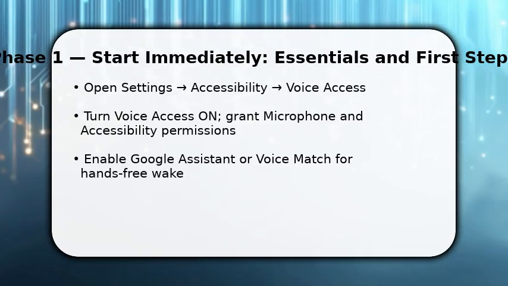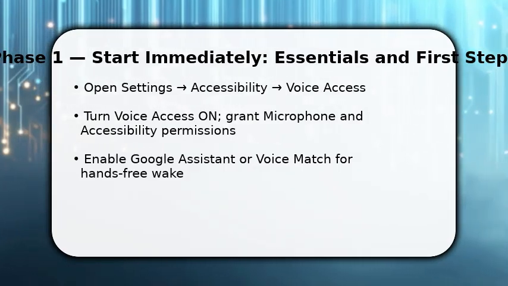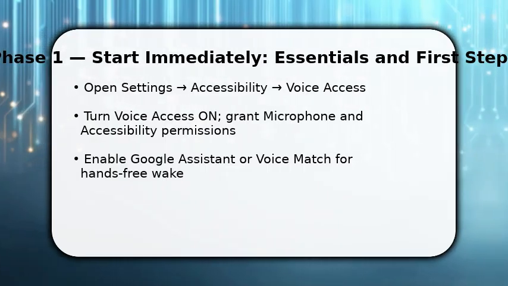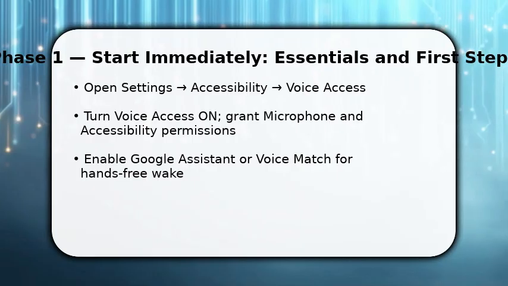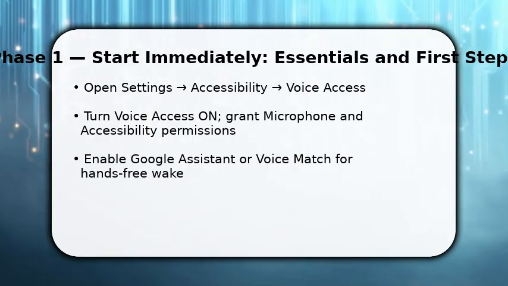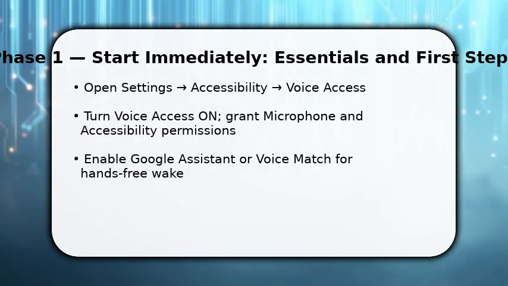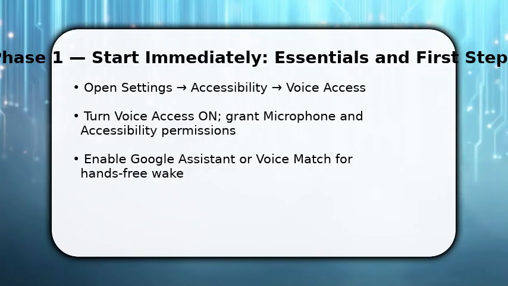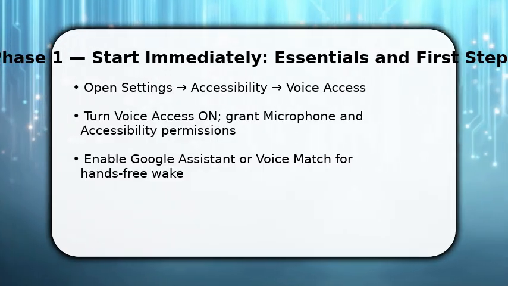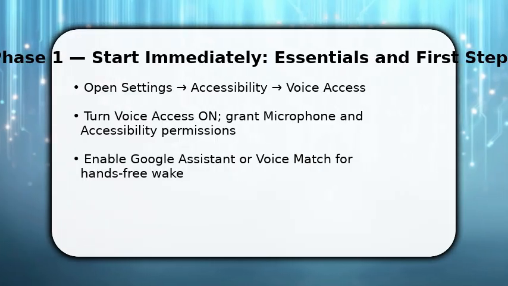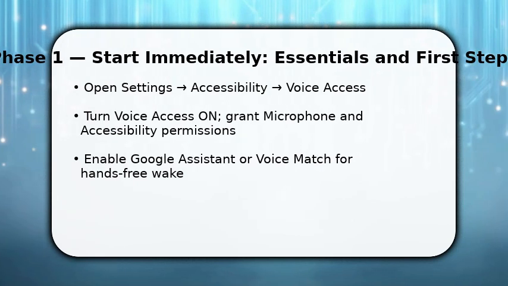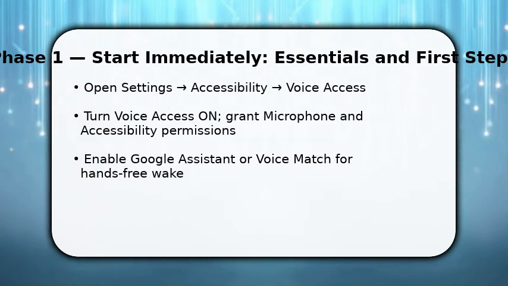Enjoy the video. You start by enabling the core service. Open Settings and go straight to Accessibility, then Voice Access. Toggle it on and grant microphone and accessibility permissions so the system can listen and control. Once done, make sure Google Assistant is active or Voice Match is set so you can wake the phone without touching it. This step matters because permissions let Android convert your speech to commands and interact with apps. So do it now, and confirm the permissions panel shows allowed.